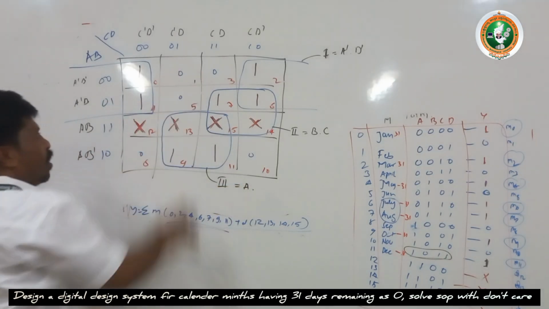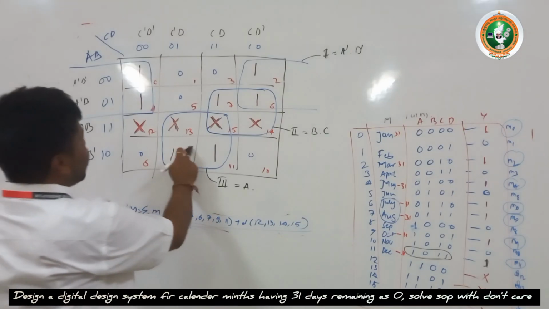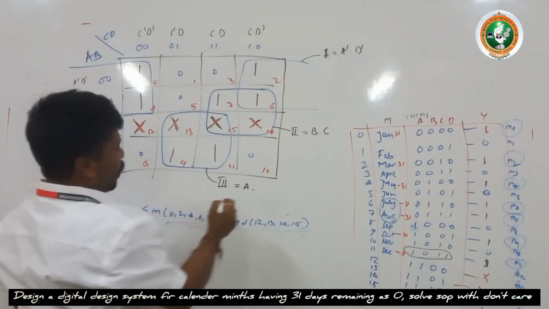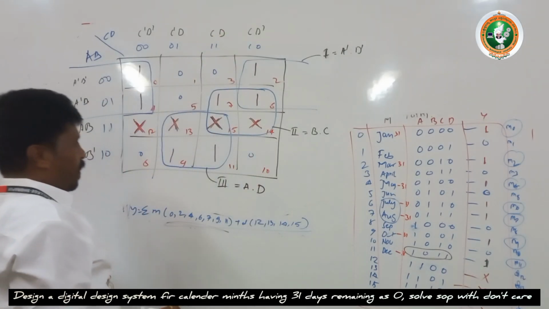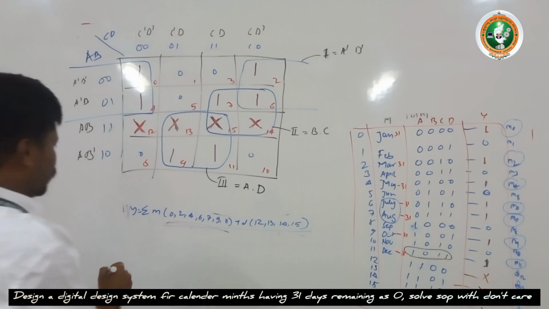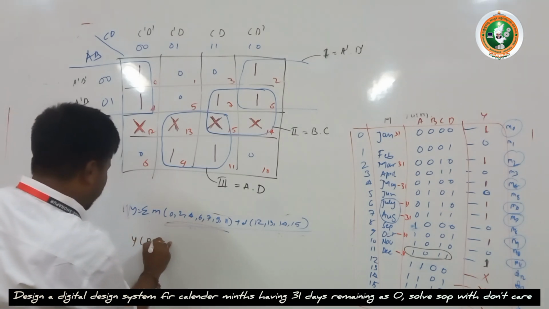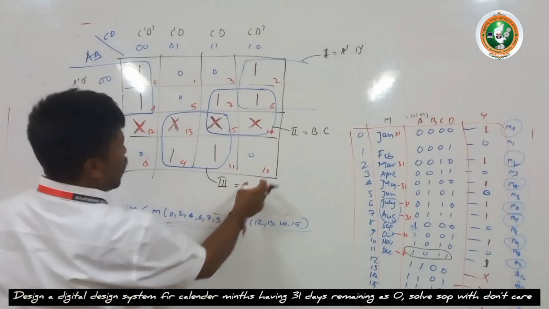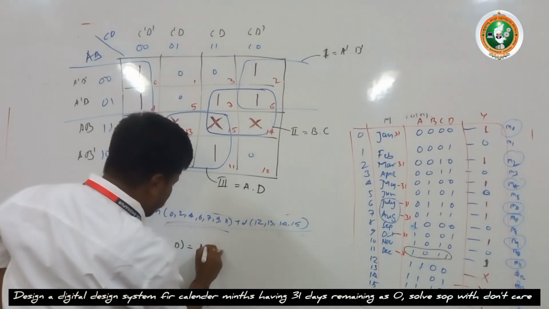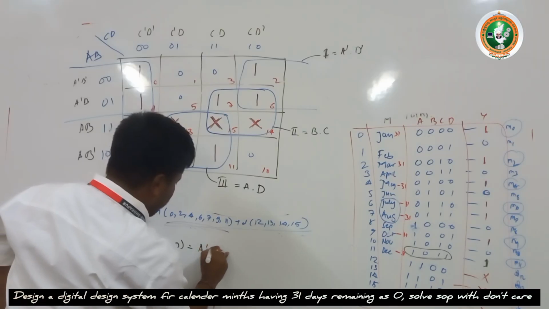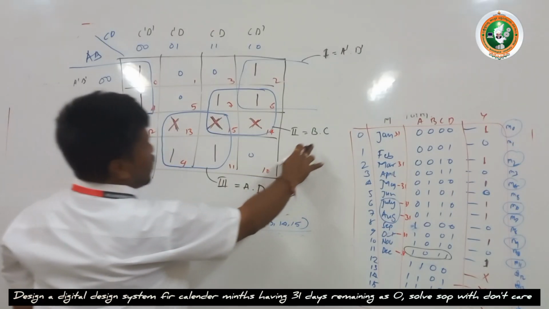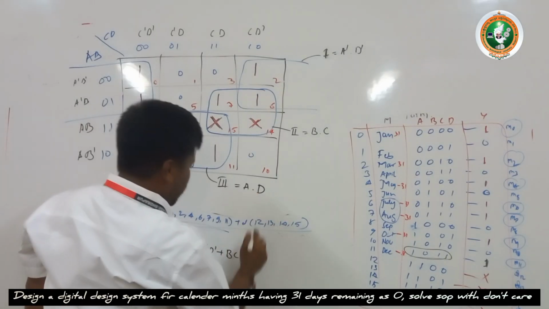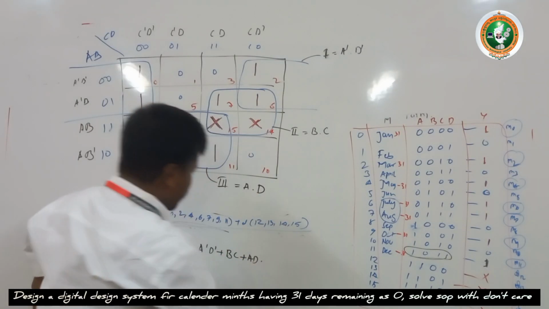A is common, that is to be written as A. Next, come to the column side. This group belongs to how many columns? Two columns. In this, D is common, meaning I have to write D. Then the simplified form I can write as Y of A, B, C, D equals A dash D dash plus the second grouping, BC. Next is AD. Okay, this is the final answer.